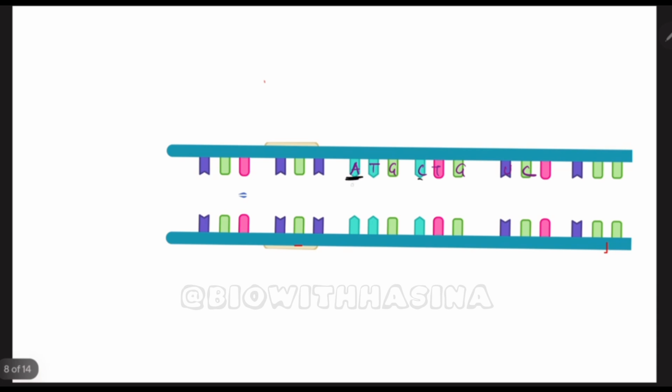For A we have base pair U, for T we have A, for G we have C, and for C we have G, for T we have A, for G we have C. Okay, we have T over here, A over here, C, G, T. For T we have A, and for C we have G.